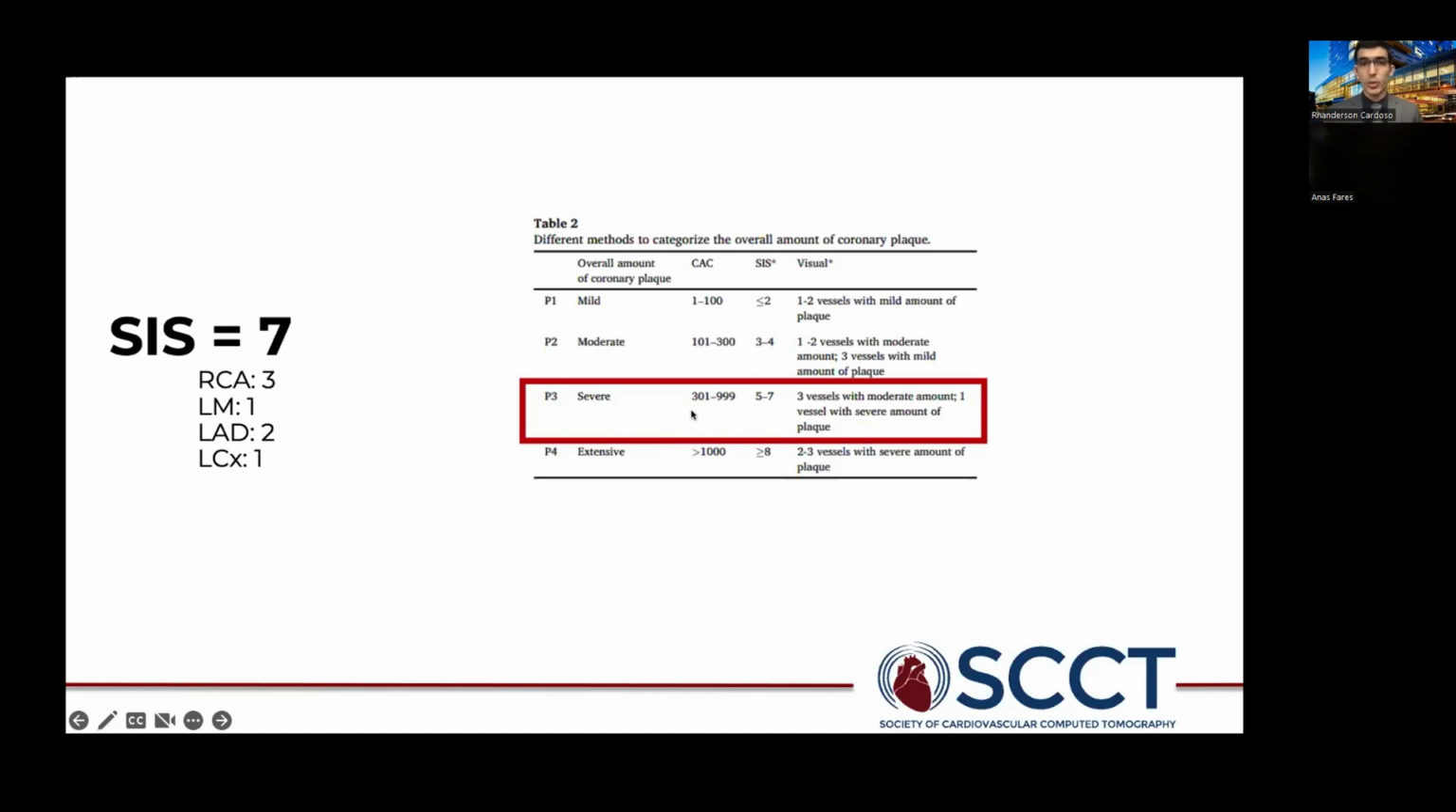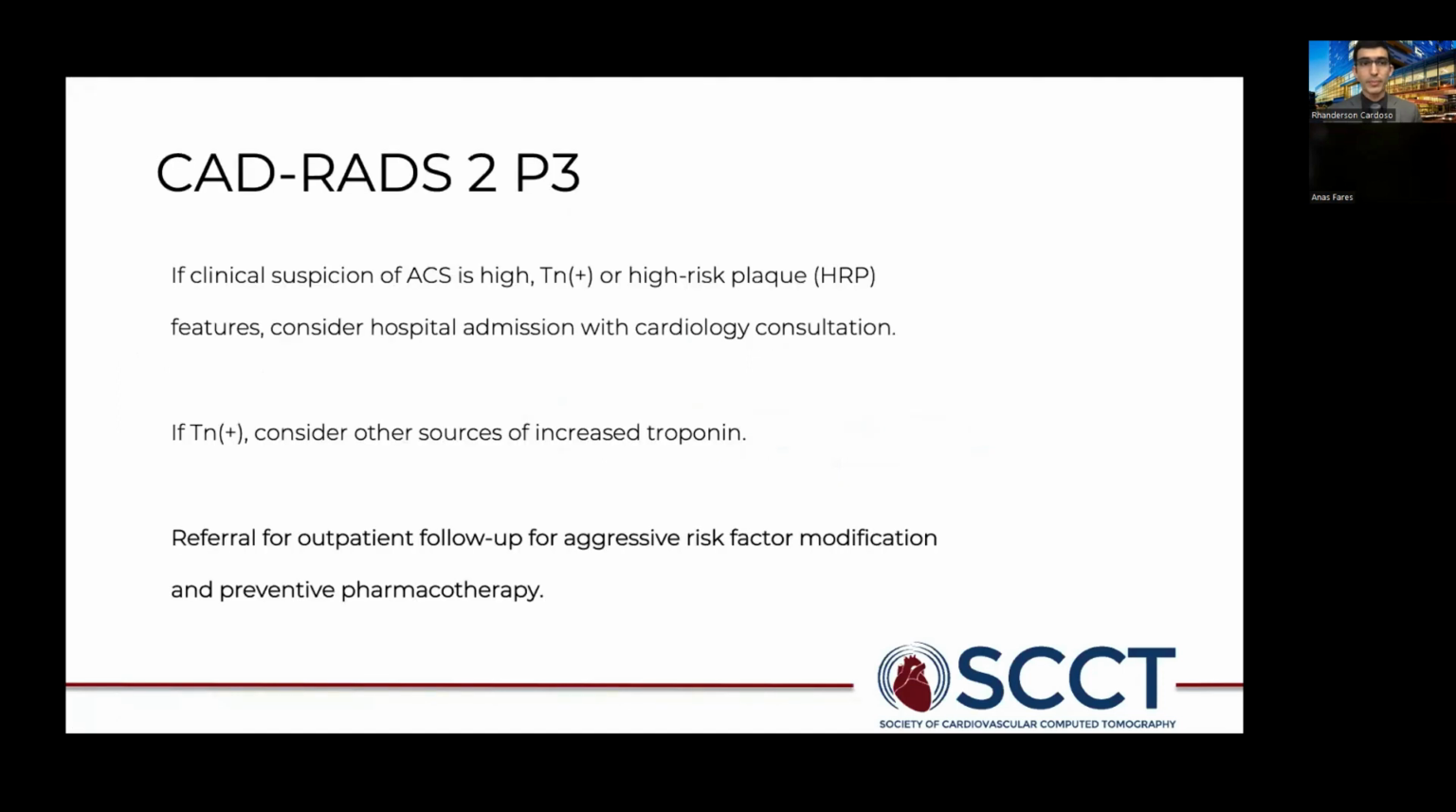In our service, we don't perform a non-contrast CT scan for calcium score along with the CCTA. So in this case, we can use the segment involvement score, which was a 7. All the segments in the RCA were involved, the left main, 2 segments in the LAD, and the circumflex. So the segment involvement score of 7 would put the patient at a P3, severe overall amount of coronary plaque.